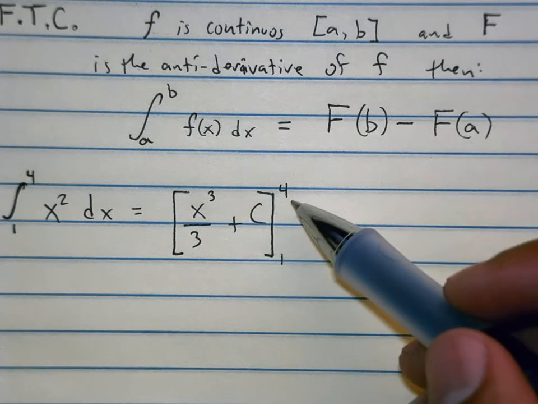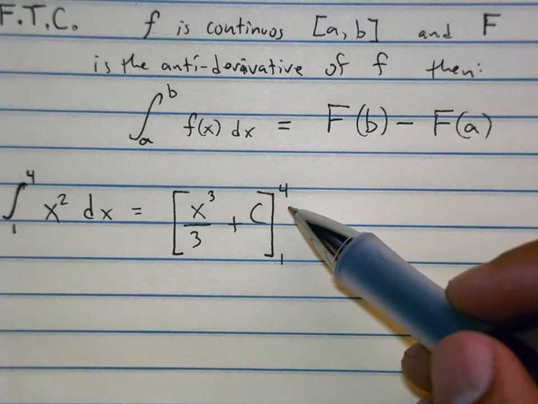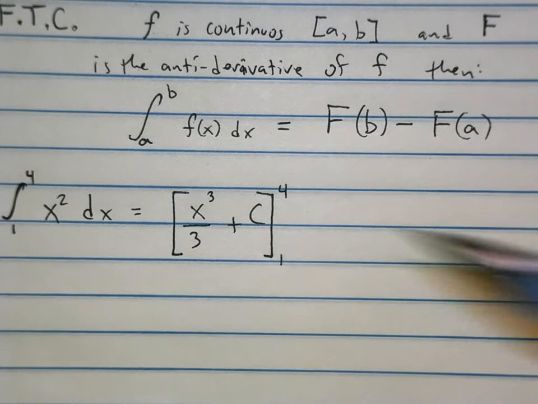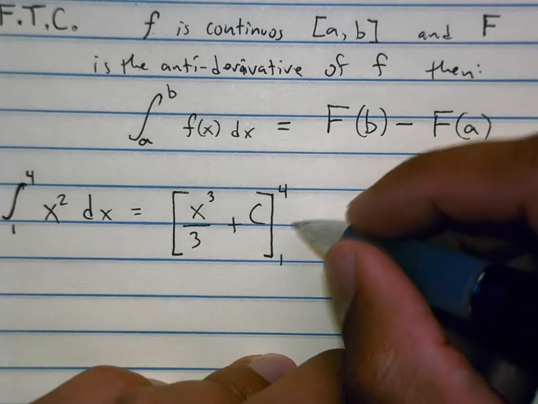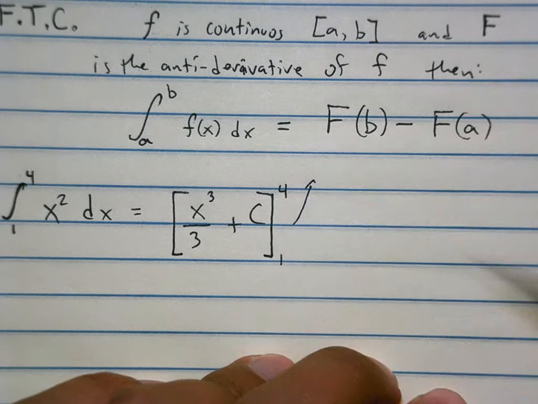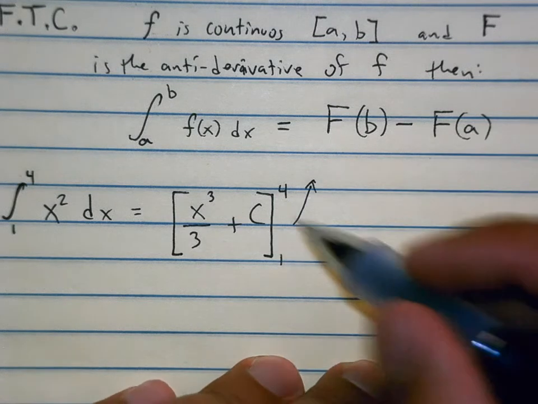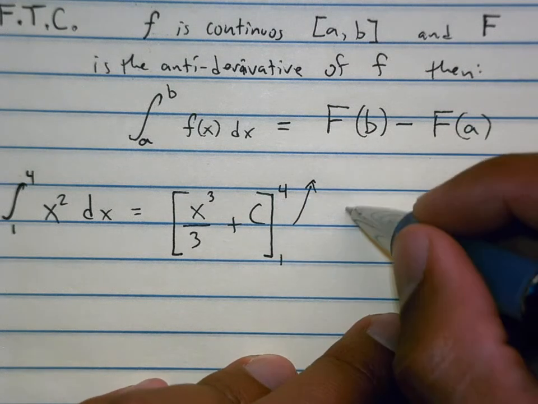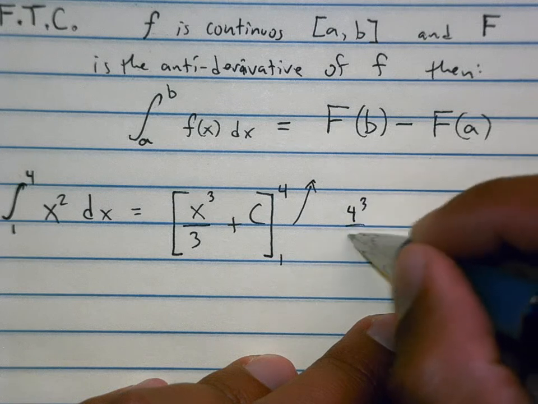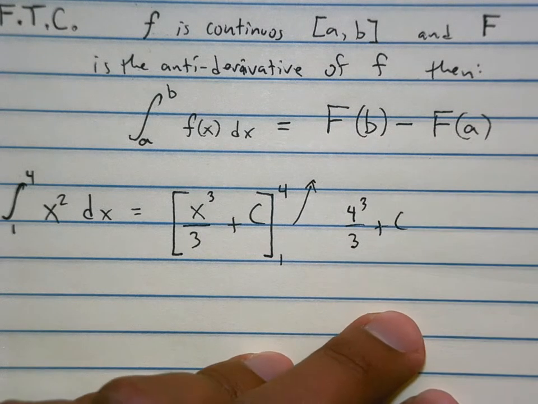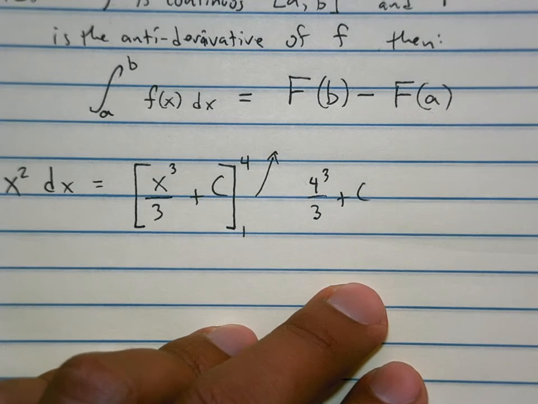B is the bigger number. B is the top number. B is the bigger number into this function. So now I'm going to plug it in up there. Basically it means I need to plug the 4 into the x to the third. So it's going to be 4 to the third over 3 plus c. Don't know what c is, so I'm just going to leave it there for right now.